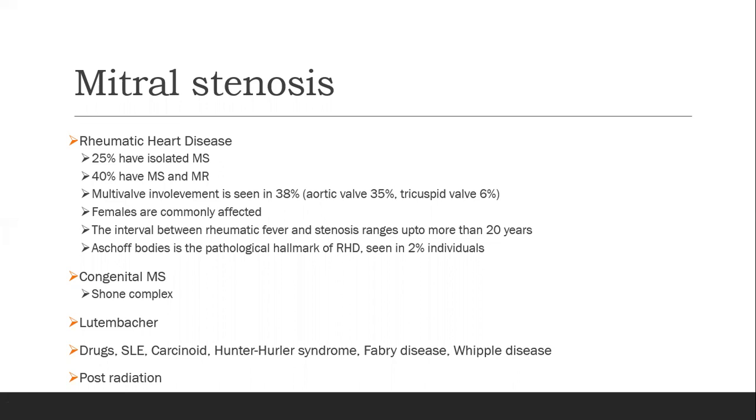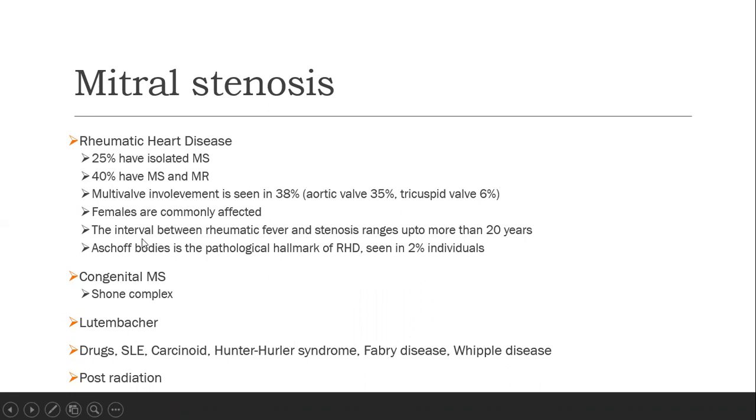So regarding some more points, mitral stenosis commonly affects females. As I told you, the interval between rheumatic fever and the onset of rheumatic heart disease can range from a minimum of 6 years to at least 20 to 30 years. In tropical countries like India, it occurs early, with an average duration of 10 years. But in foreign literature, it is told that it occurs up to an interval of 20 years. The pathological hallmark is called Aschoff bodies. I won't deal with that, you can read it.